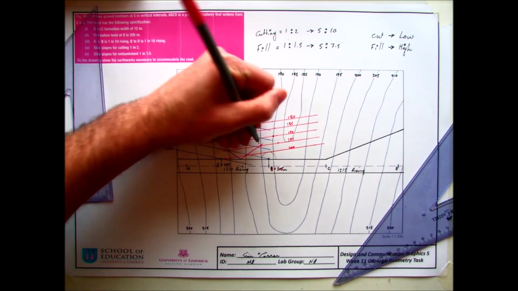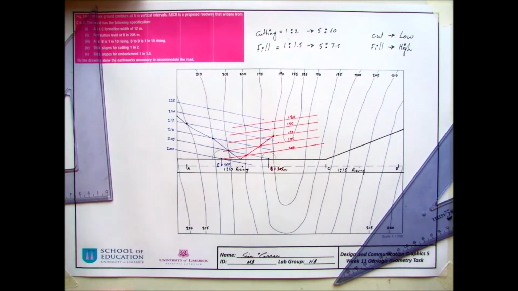So I'm just going to join these up like so, and I'm going to stop. Now what I'm going to do is form my new cutting and filling cones for my new 1 to 15 rising, not 1 to 10.